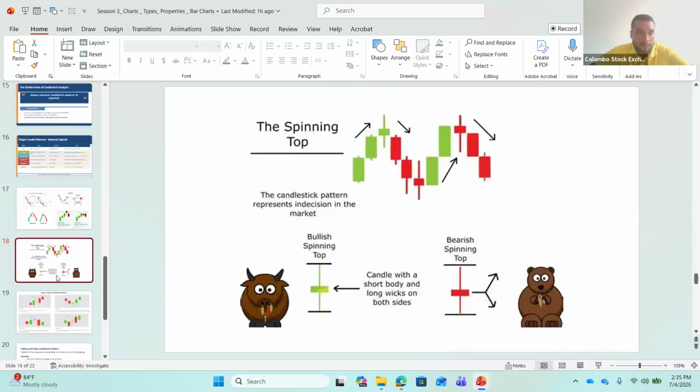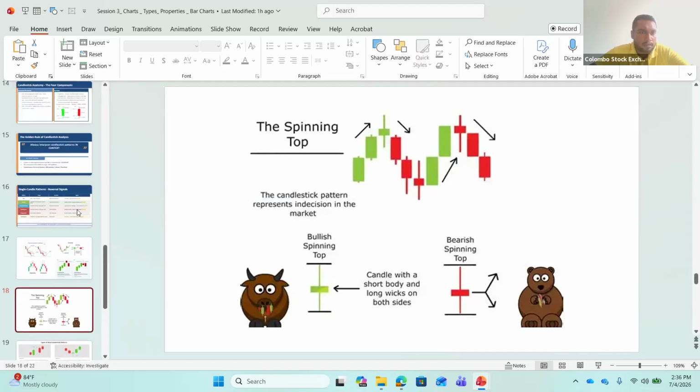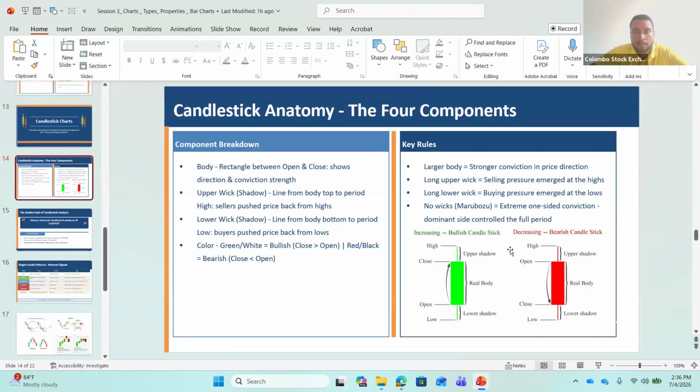So I'll start from here today. The spinning top looks like this one, right? So it has a short... First of all, I'll go through the four components of the candlestick first. So I'm again explaining what we discussed last week, right?